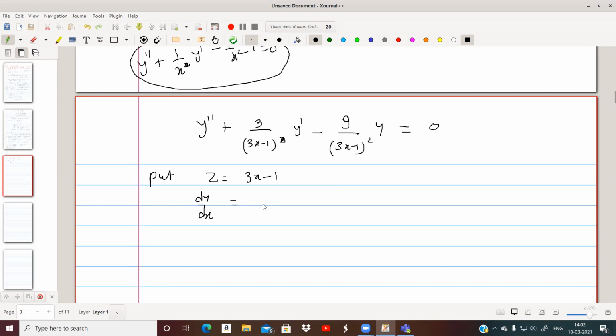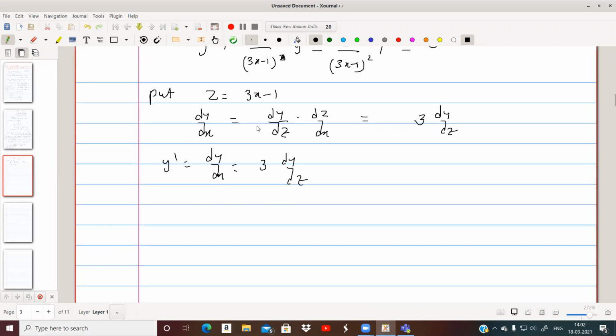What is dy by dx? Then z is a function of x and you are going to apply the chain rule. So dy by dz, thinking that z is independent, into dz by dx. This dy by dz is as it is, and dz with respect to x is 3. So dy by dx is 3 times dy by dz. In this expression, y dash means the derivative with respect to x.